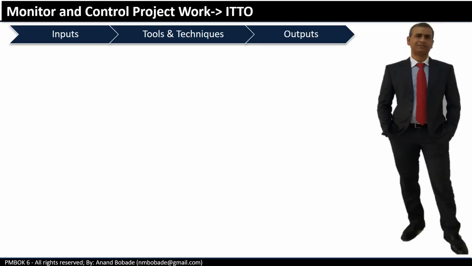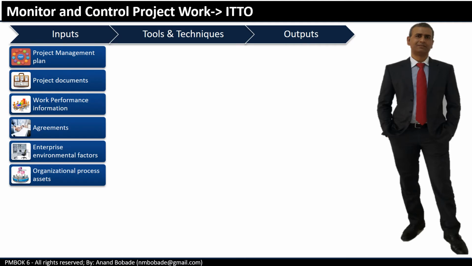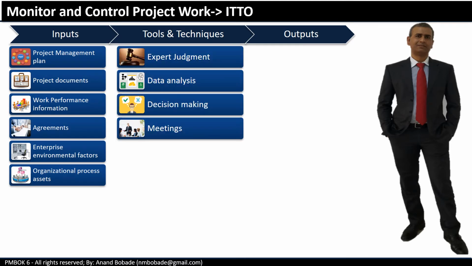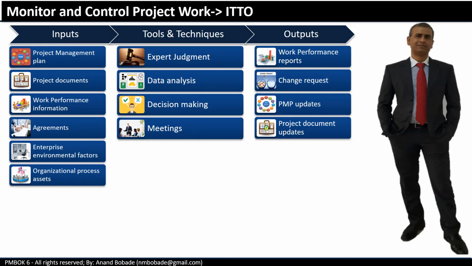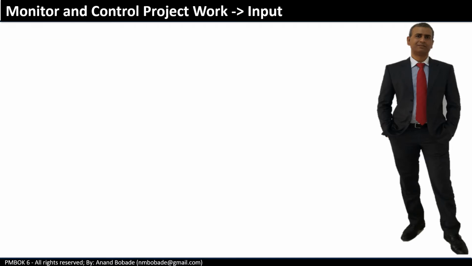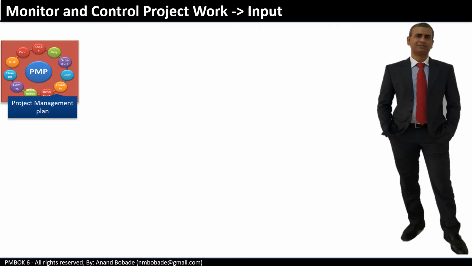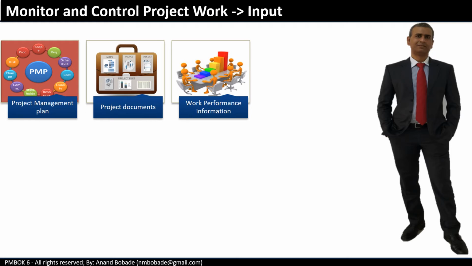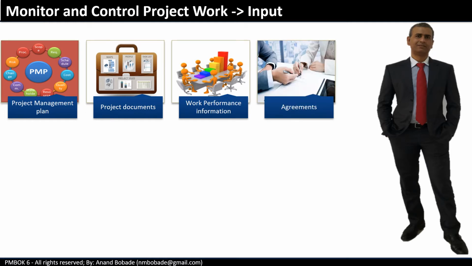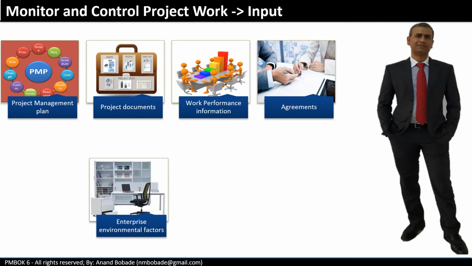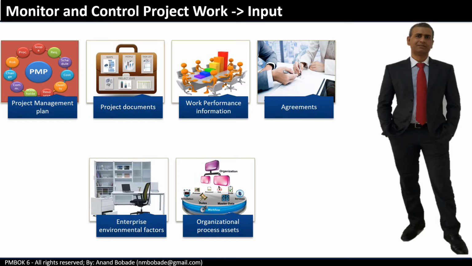Lots of inputs, tools and techniques. So we will talk about inputs, tools and techniques, and outputs. Let's start with inputs. The inputs are project management plan, project documents, work performance information, agreements. Remember, agreements: contracts, SLAs. Also enterprise environmental factors, as well as organizational process assets.